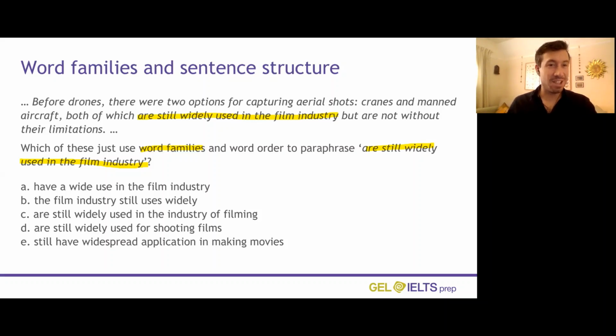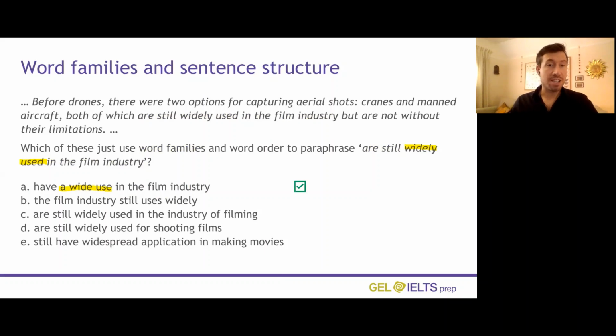Okay, let's look now together. Well, let's start fresh. So it says here we've got widely used. Okay, we've got an adverb and we've got a verb. Now A changes that. It says have a wide use. So it's changed use from a verb to a noun, and widely from an adverb to an adjective. So you've got an adjective noun. In the film industry stays the same. The rest stays the same. So that does just use a word family.